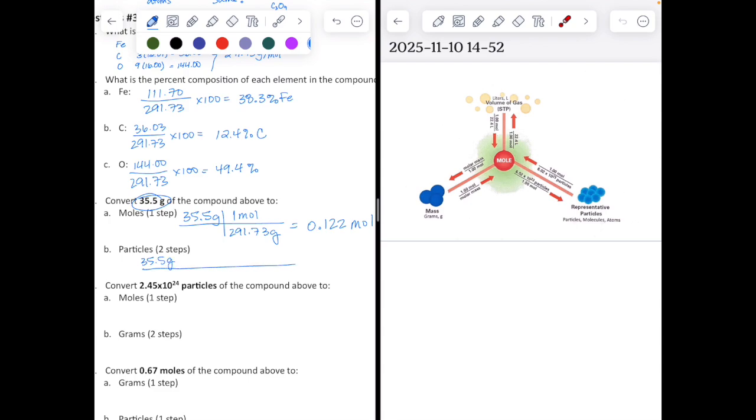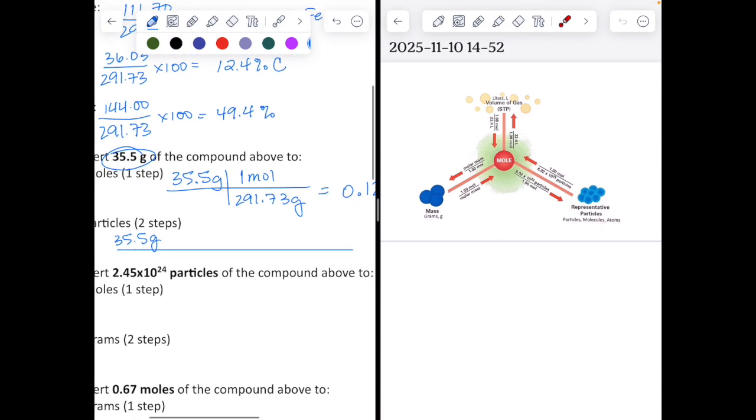It's important to line up your units when you're doing this. If you set it up with your units and you can see that they cancel because you have one on the top and one on the bottom, then you know that you're probably in pretty good shape. So we said that our first one, we needed 1 mole over the molar mass. That's going to take us from grams to moles. So 1 mole over 291.73 grams. And then for the last step, to go from moles to particles, I'm going to use Avogadro's number over 1 mole.